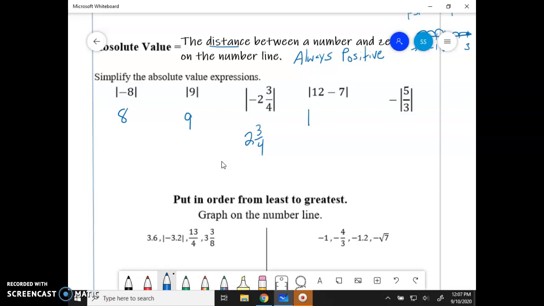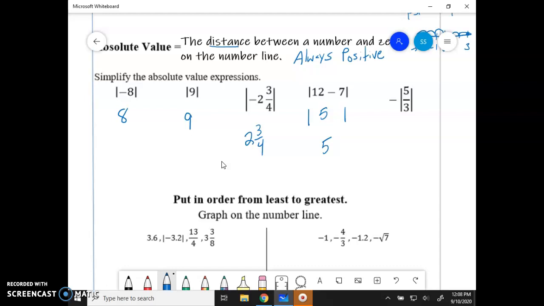Now sometimes you have to do a little bit of figuring beforehand. So we're going to do, what's the absolute value of 12 minus 7? So these are grouping symbols, so you would have to solve inside them first, right? So 12 minus 7 is 5. And what's the absolute value of 5? Again, it's always positive. All right.